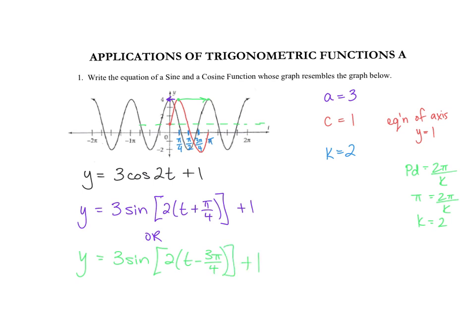In either of those equations, if I shift it to the left pi by 4, my red graph will now represent the function I've been given. Or if I shift it to the right 3 pi by 4, it will also represent that function that I've been given.